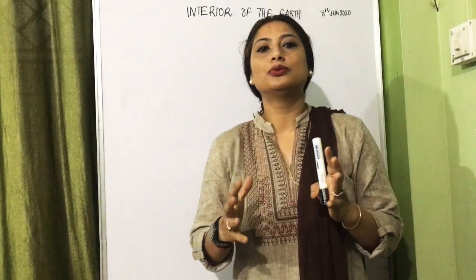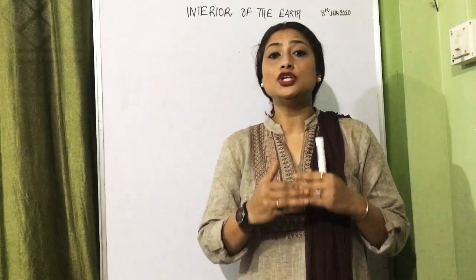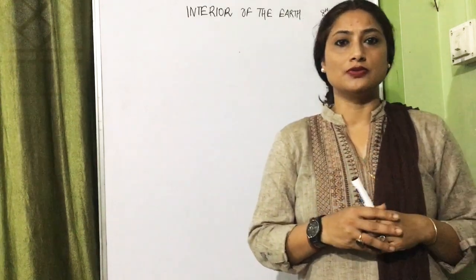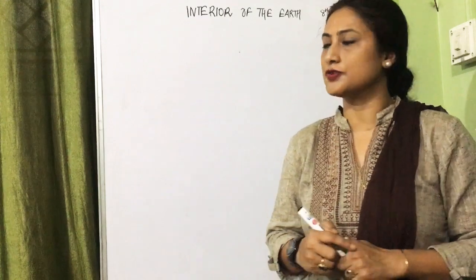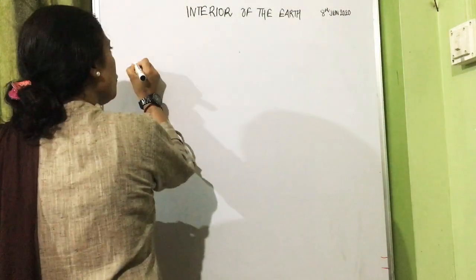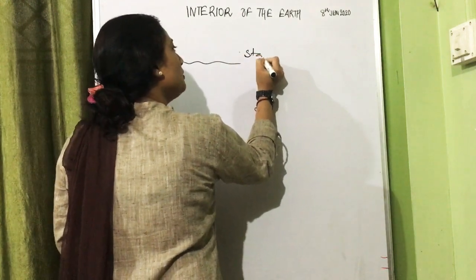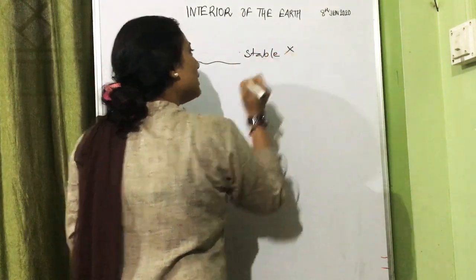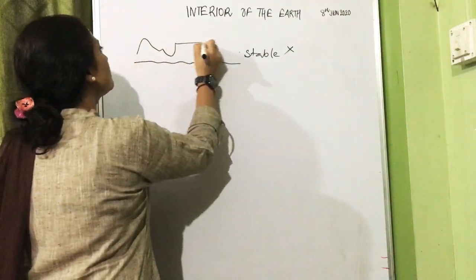Now we all know that it is very difficult to know the interior of the earth, because as you go down below the surface, the temperature tends to increase. But still we need to know the earth's interior for two reasons. The surface of the earth which we see around us is not a stable surface, and it's not an even surface.